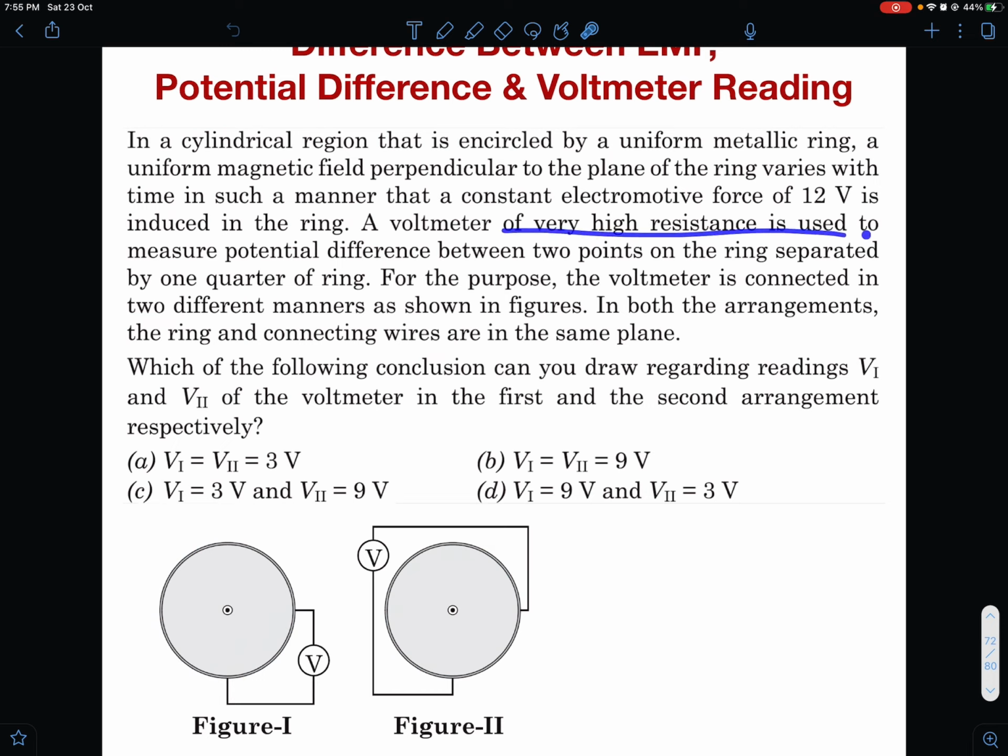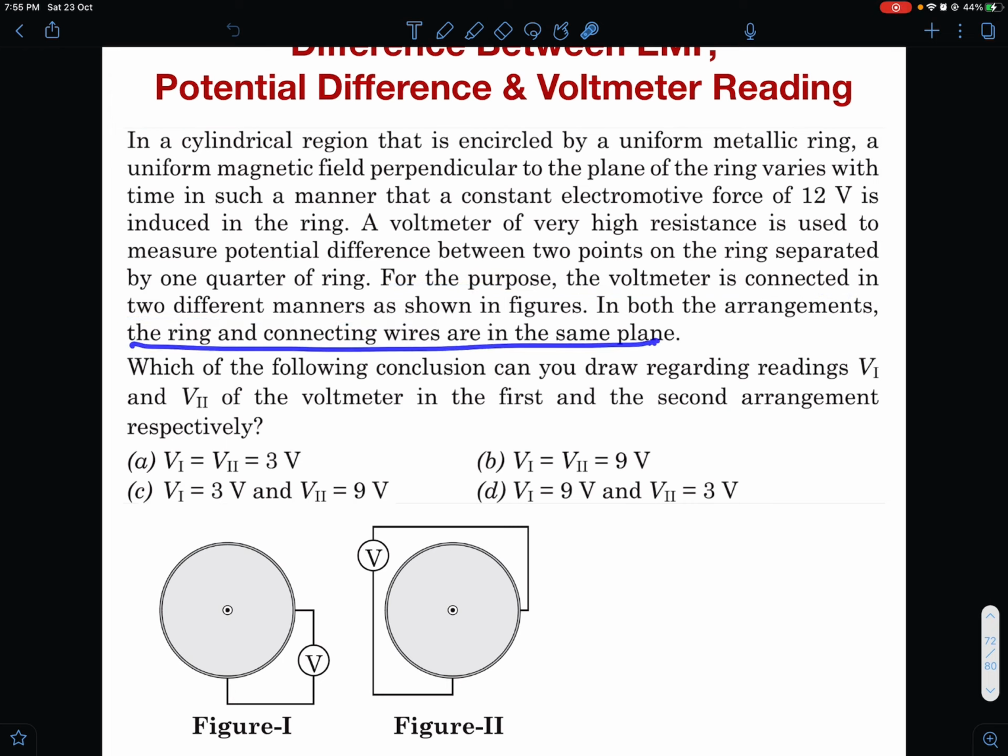So a voltmeter of very high resistance is used to measure potential difference between 2 points on the ring separated by 1/4 of the ring. Actually this word is a little misleading. We are going to get the voltmeter reading, but whether or not that will be potential difference remains to be seen. For the purpose, the voltmeter is connected in two different manners as shown in the figures.